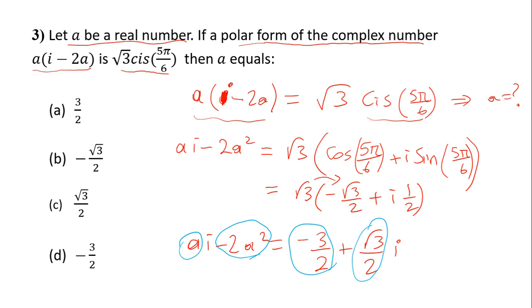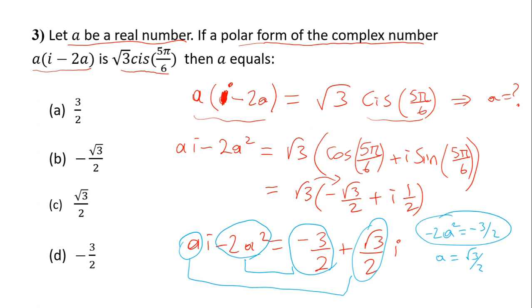So now, okay, we will match them. So negative 2a squared is equal to negative 3 over 2, and a is equal to square root 3 over 2. Okay, we can solve this one, and we will get two values from here, but this condition here, a is equal to square root 3, is directly telling you what a is, so no need to look at this part. So a is equal to square root 3 over 2.